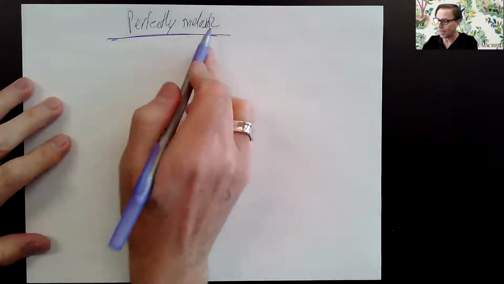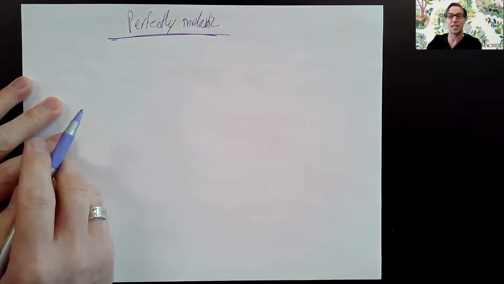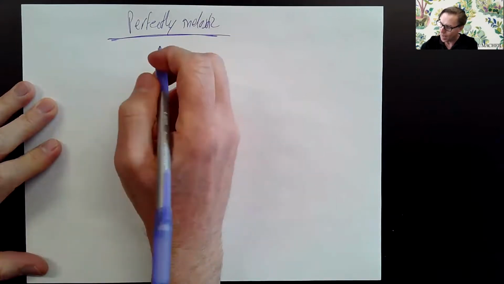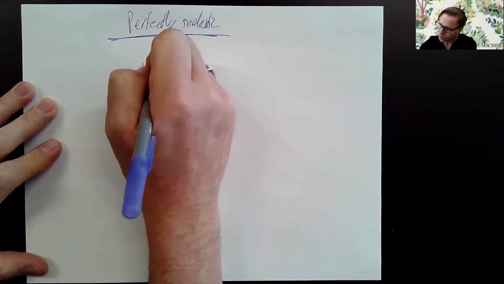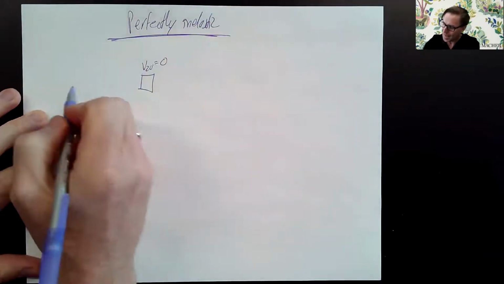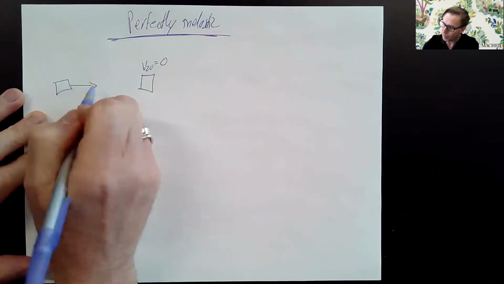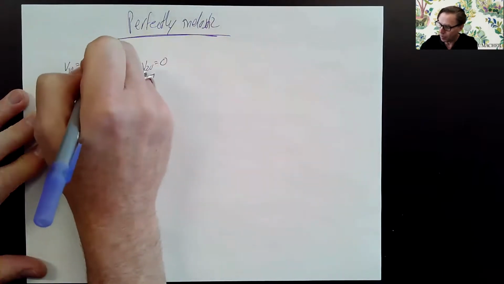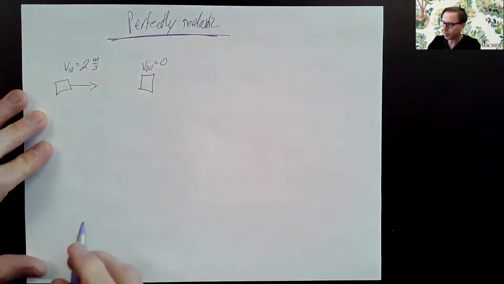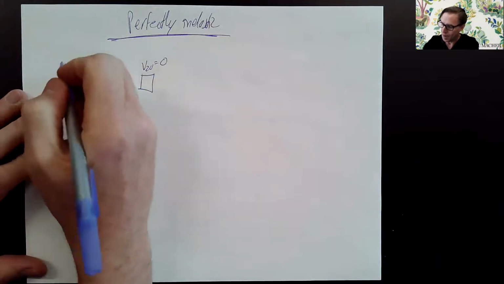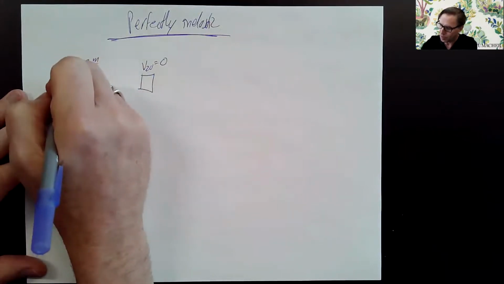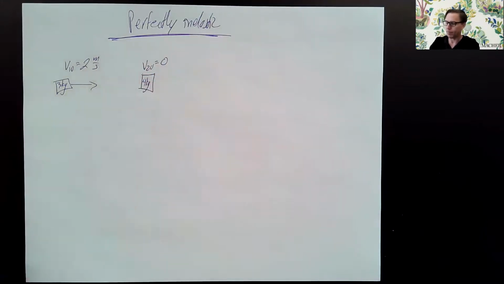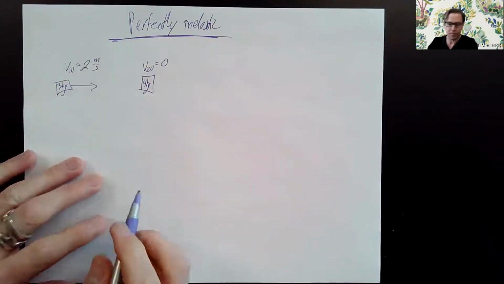Now, what does perfectly inelastic mean? Perfectly inelastic means the things stick together. So if I have a block at rest, V2 initial equals 0, and I have a block that's moving, V1 initial equals, let's say, 2 meters per second. Let's pick random numbers, 3 kilograms, 4 kilograms. All right, that's my initial conditions.